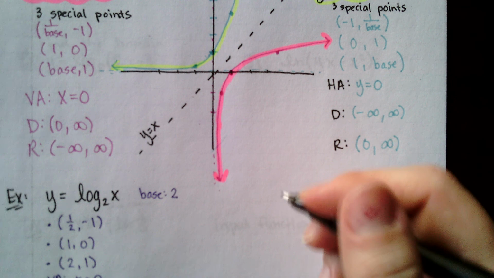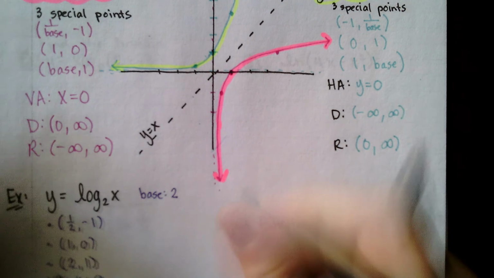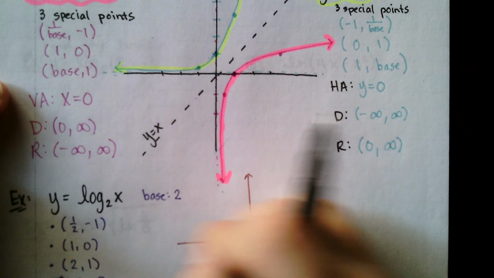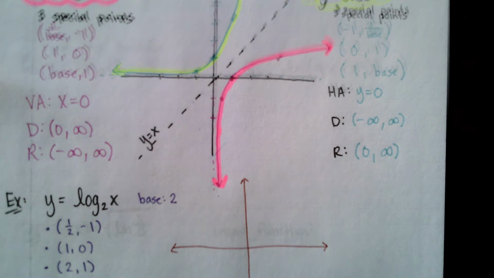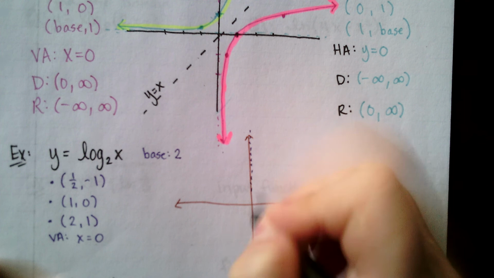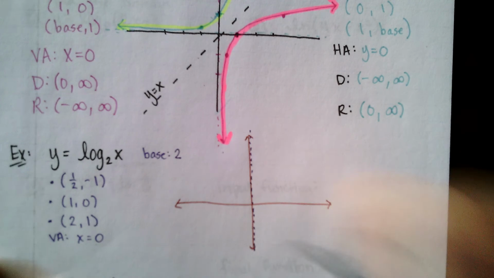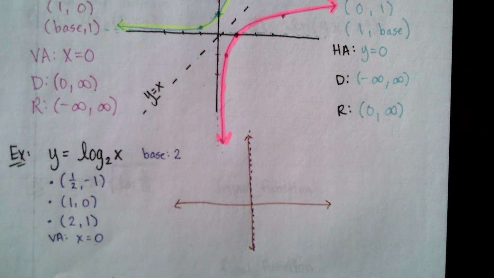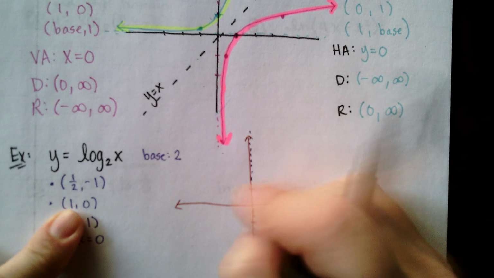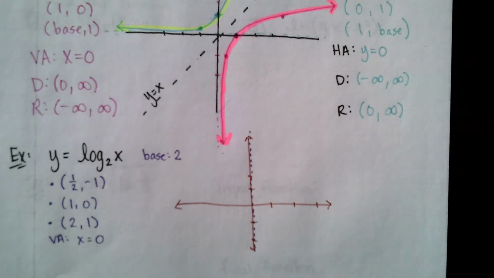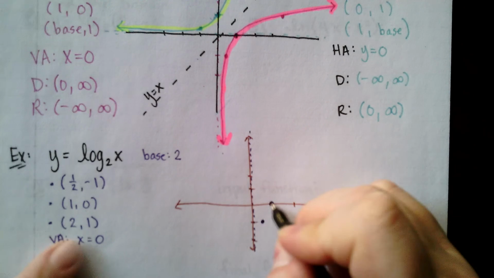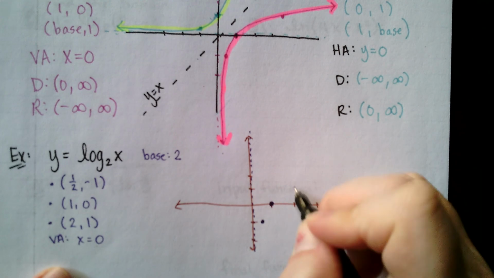So let's graph. Vertical asymptote, x equals 0. That's a little hard to see. Just make sure you're drawing it as a vertical line and not horizontal, because that would be the exponential. And then we've got ordered pairs at (1/2, -1), so down here, and then (1, 0), and then (2, 1).